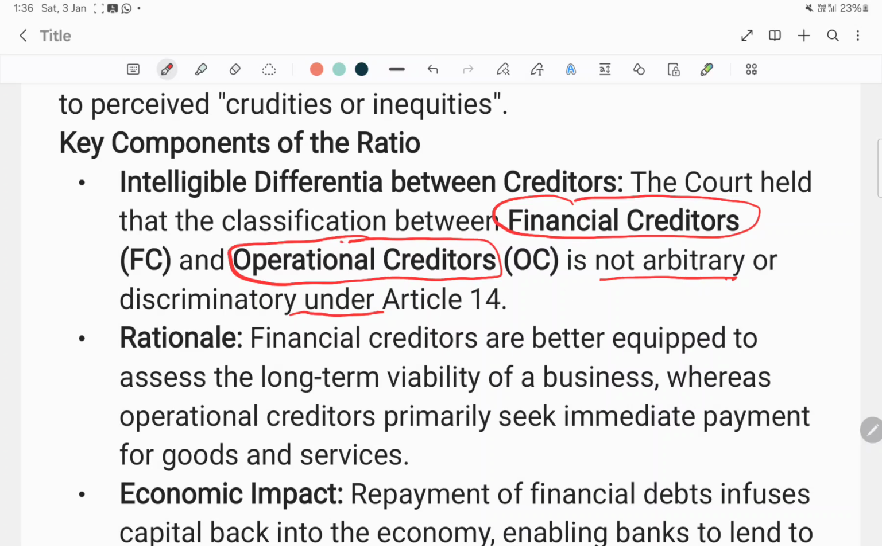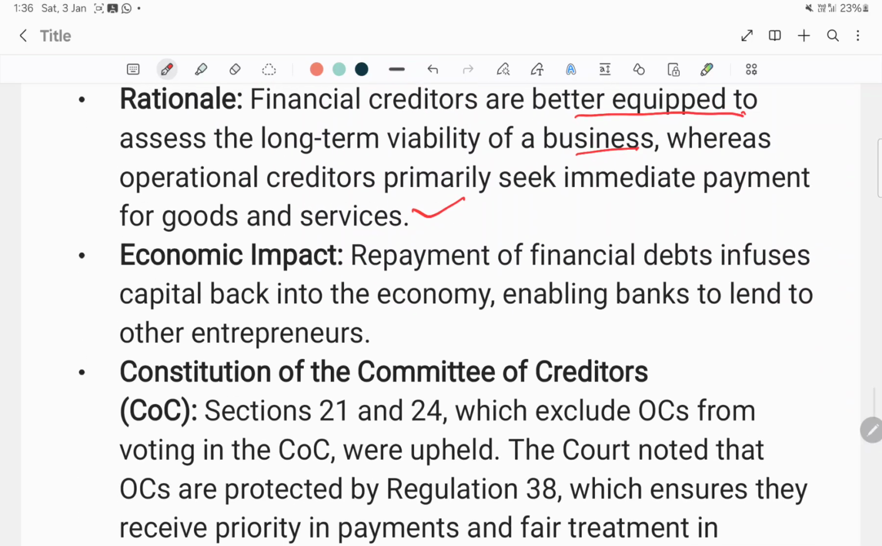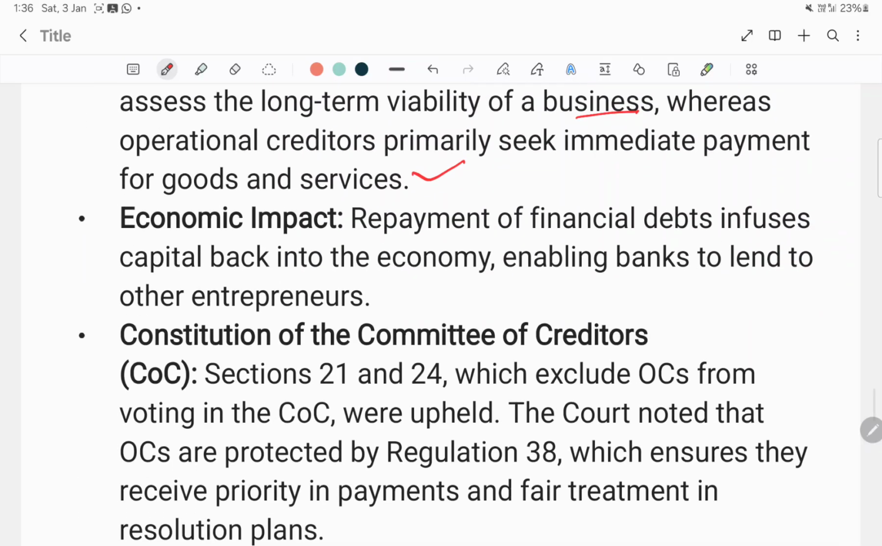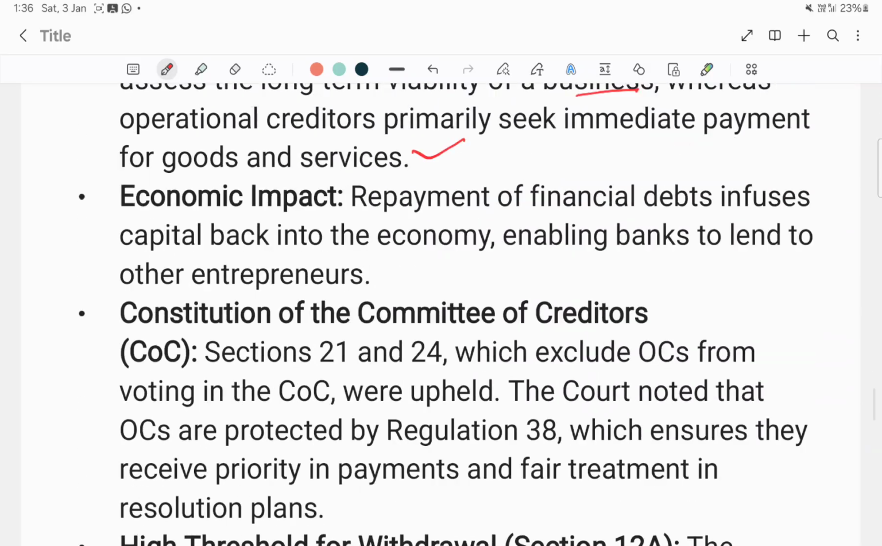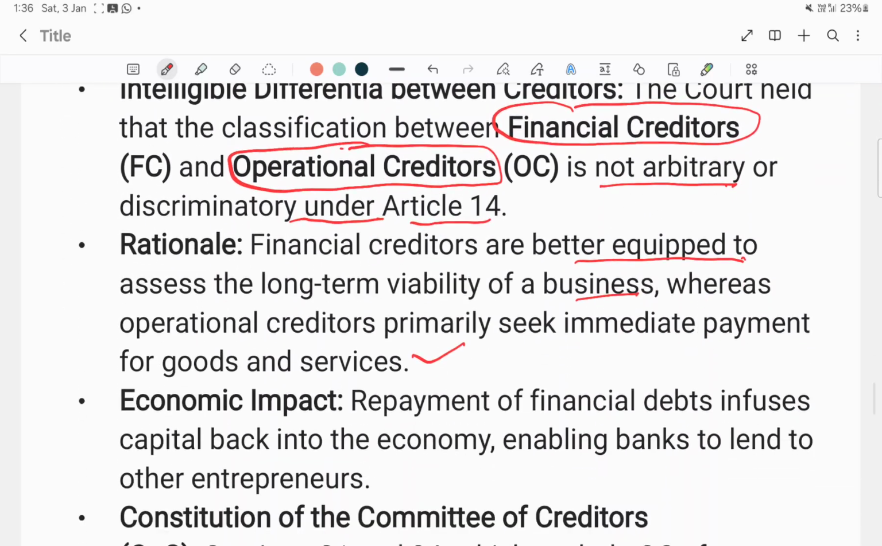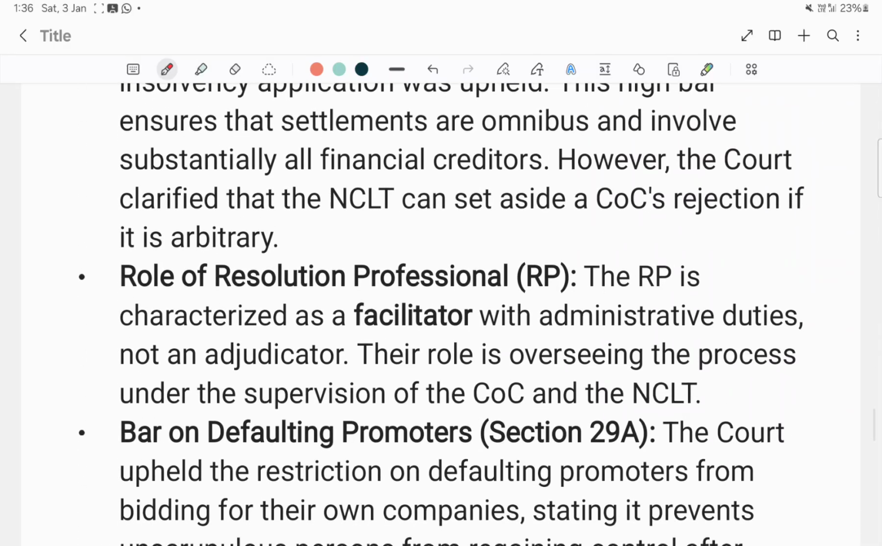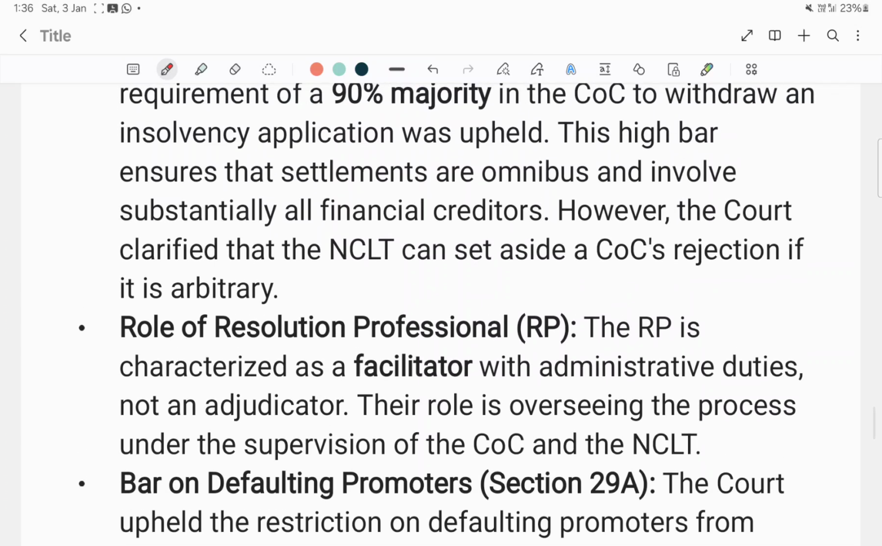These words are not discriminatory in nature under Article 14. Financial creditors are better equipped to assess the long term viability of business, whereas the operational creditors primarily seek immediate payment for goods and services. This case is not important from our exam point of view, but since it was a leading case on IBC, there are certain areas of company law also hit under this case.